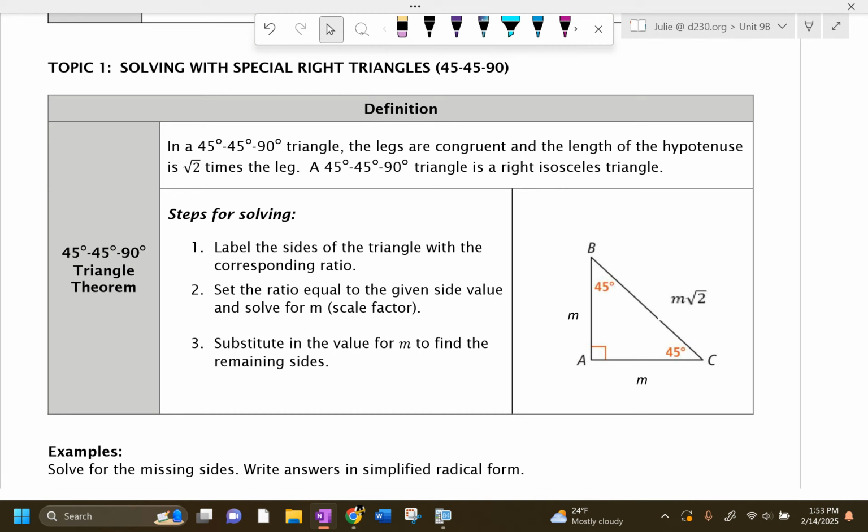All right, so here are our steps for solving. First thing we're going to do is label the three sides. So the two legs we're going to label with m's. The hypotenuse we're going to label m square root 2. All right, then we're going to solve for whatever side is giving us the number, and then we're going to substitute that into the other sides.